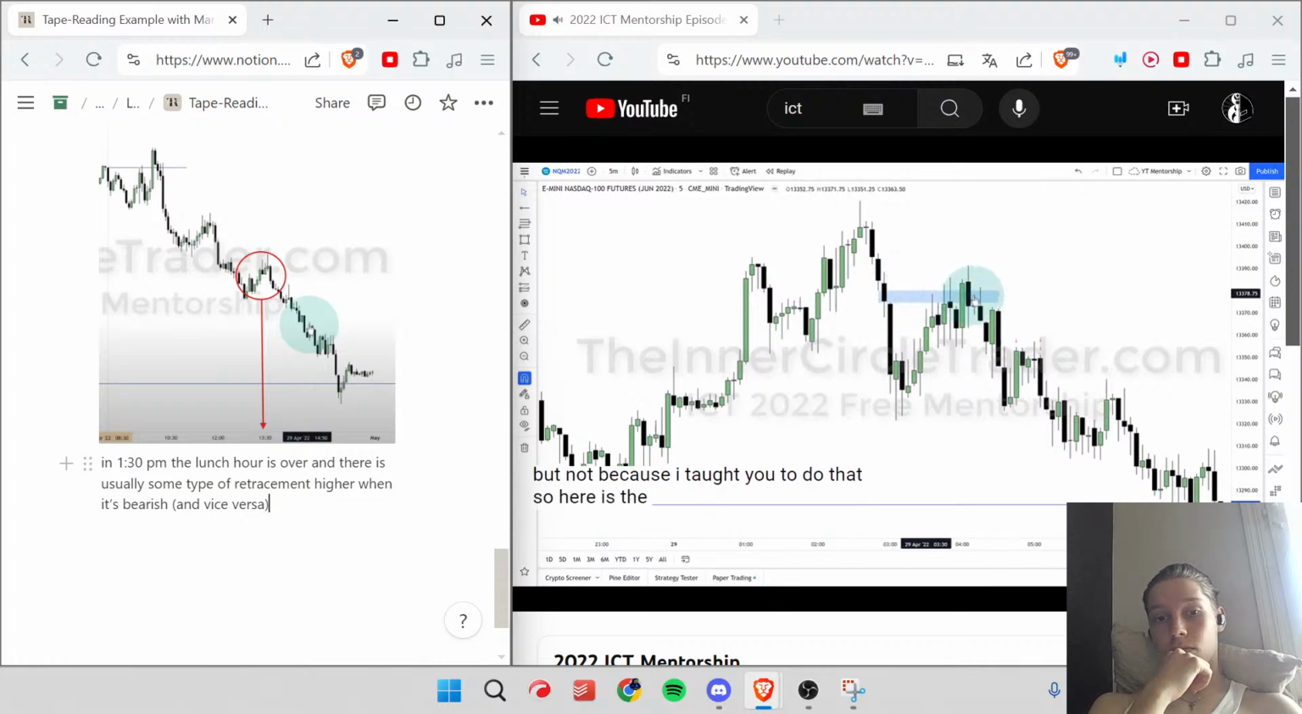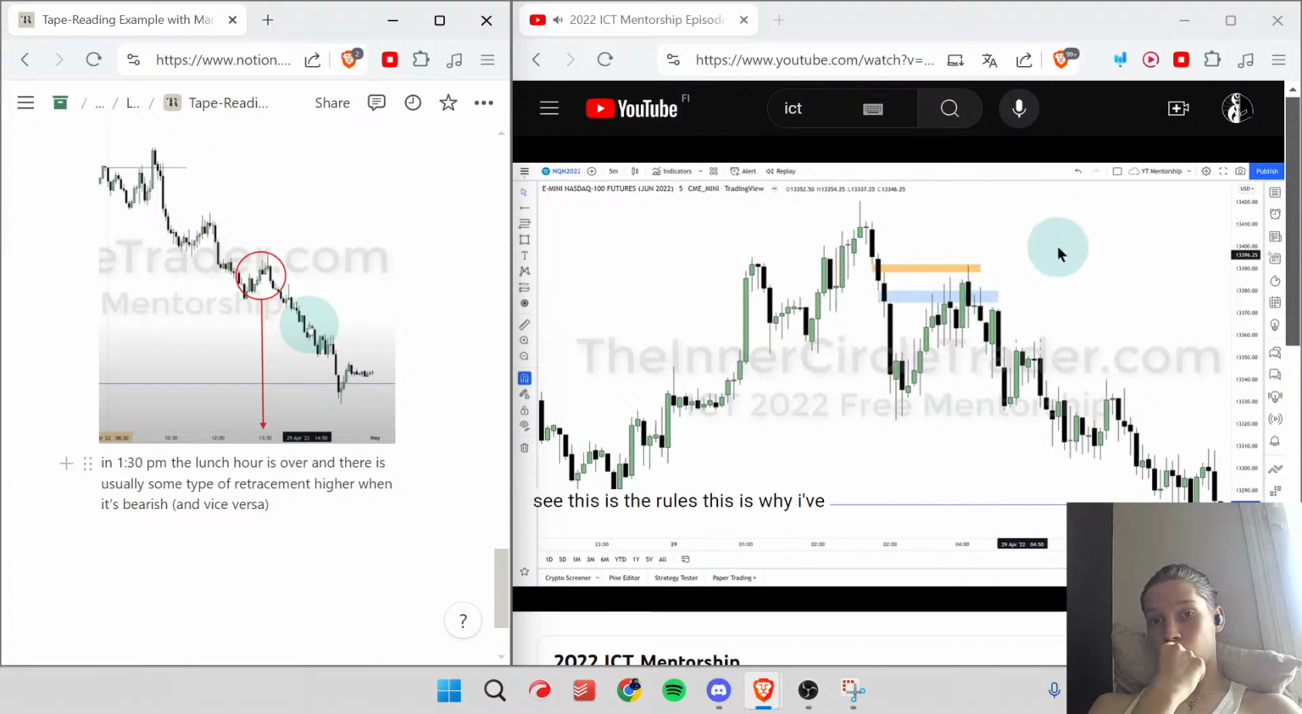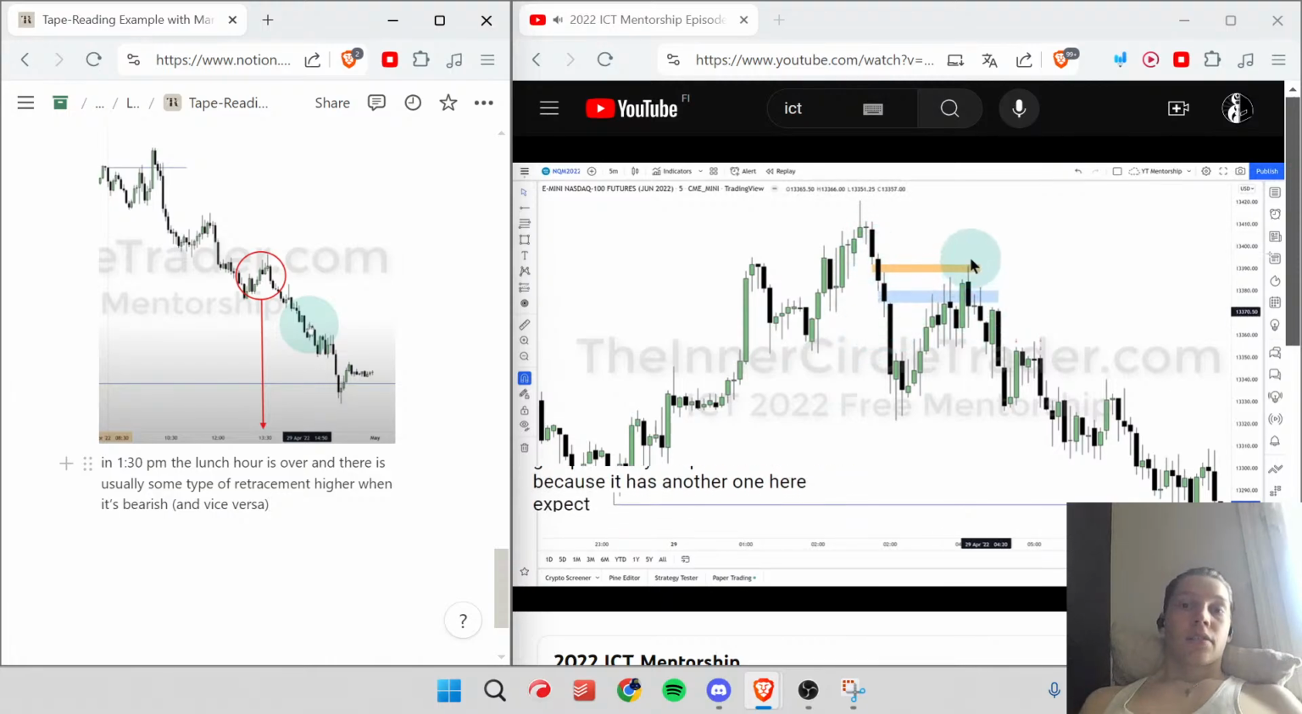So here is the order flow inside of that fair value gap here. Again, a little bit of extra runs above into that fair value gap there. And I'll put another rectangle here so you can get a visual representation of what I mean. I mean, you can clearly see it, obviously, but I want you just to see it by contrast. So this is the rules. This is why I've been teaching you, okay? If there is only one fair value gap, then you just put your entry there, and you don't expect it to go up into any deeper retracement. But because it has another one here, you expect it to stab up into that.